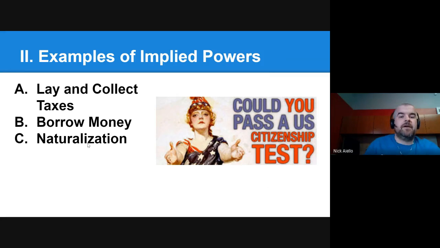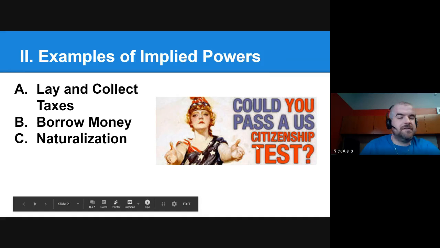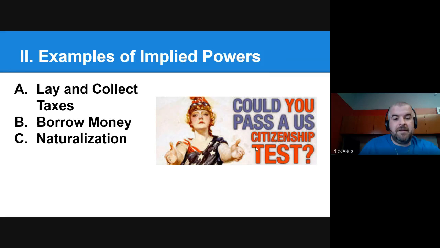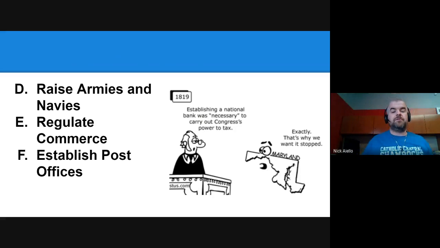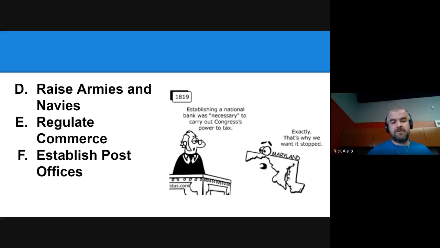Naturalization, the idea that Congress can create these standards for citizenship. They're responsible for deciding citizenship. As a result, they can create the citizenship test. So if you remember on day one, I made you guys take a citizenship test. That is an implied power that comes out of Congress. Because Congress has the power to declare war, they have the power to create things like the draft, create things like our military academies, so West Point, Annapolis.